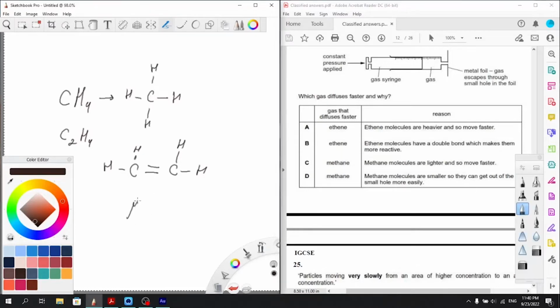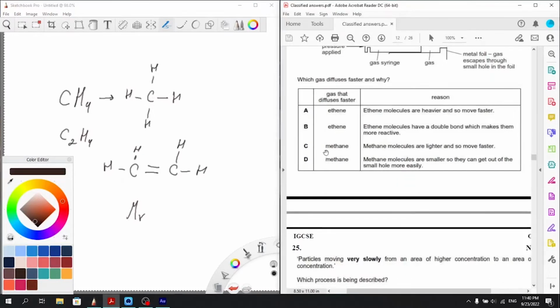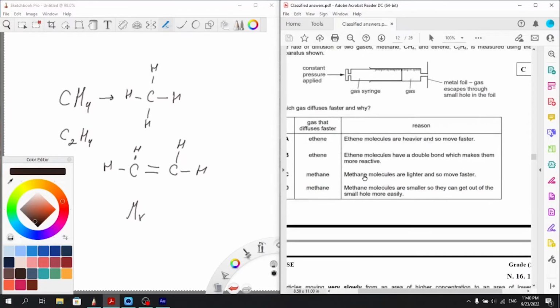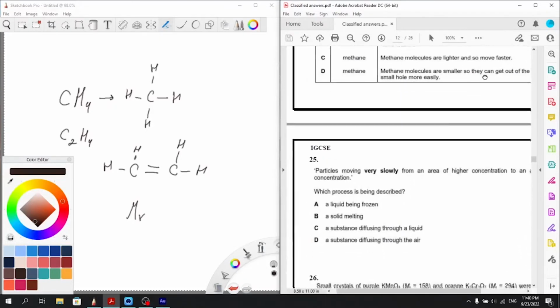This will make a difference in the relative molecular mass, which means that methane will be lighter than ethene, without doing any calculations or anything. This one has 1 carbon atom and 4 hydrogen atoms. This one also has 4 hydrogen atoms but 2 carbon atoms. So definitely the one with 1 carbon atom will be way lighter. Okay, so these two will be cancelled, methane and methane. Methane molecules are lighter and so move faster. Methane molecules are smaller, so they can get out of the small hole more easily. No, the answer is C. Methane molecules are lighter and so move faster.